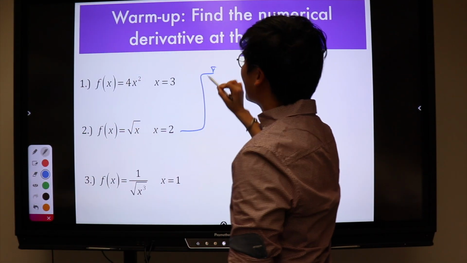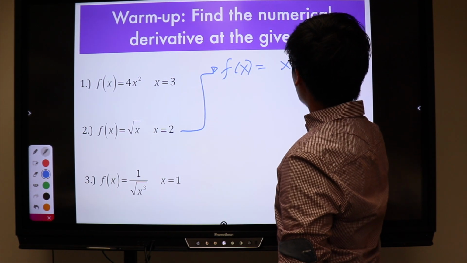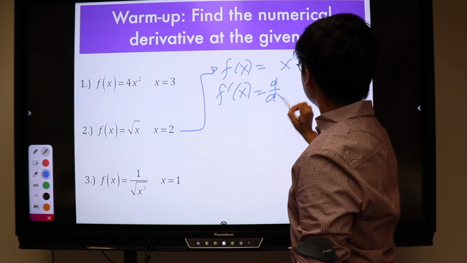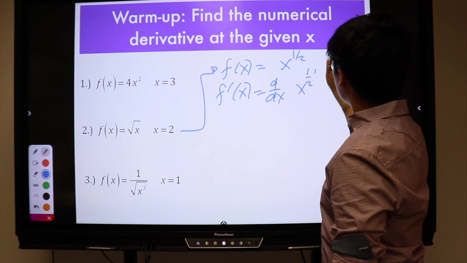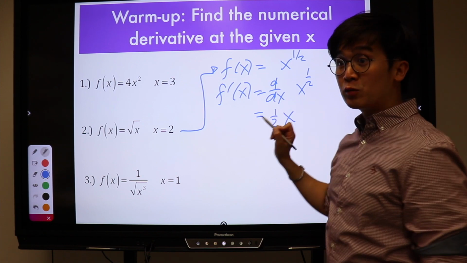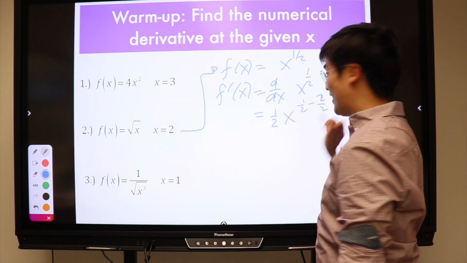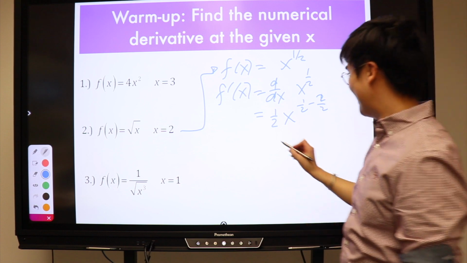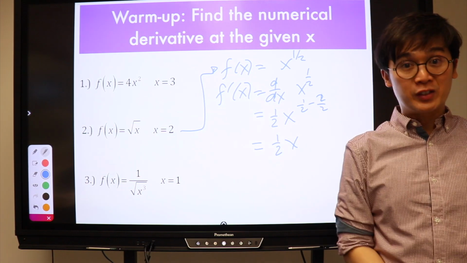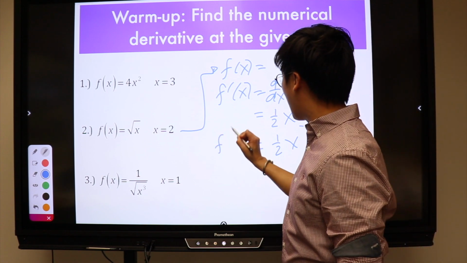Alright, so let's take the derivative of this function. f of x is equal to x to the 1/2, right? And to find f prime of x, we'll take the derivative of x to the 1/2. We bring down 1/2 and we subtract 1 from the exponent, right? So it's minus 2 all over 2 and not the other way around. So we'll have 1/2 x to the, what's 1/2 minus 2 all over 2? Negative 1/2. So this is now your f prime of x.